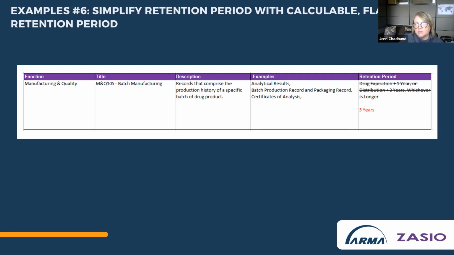And the feedback we get from clients is that retention periods like this, a flat, calculable or calculated retention period, are much easier to implement across the organization and in systems.